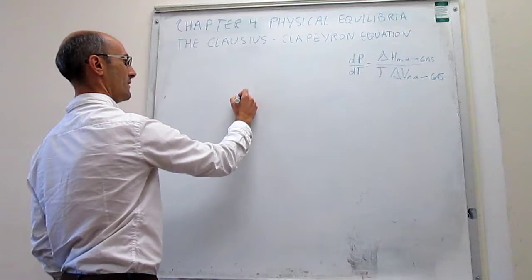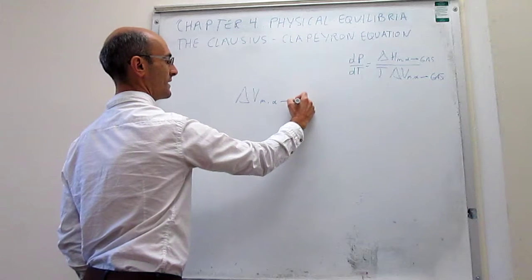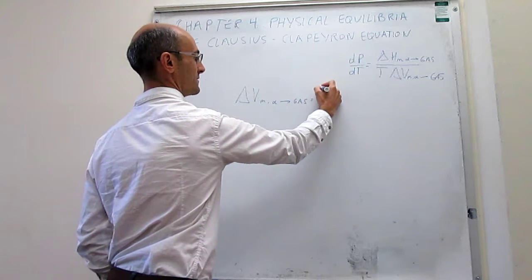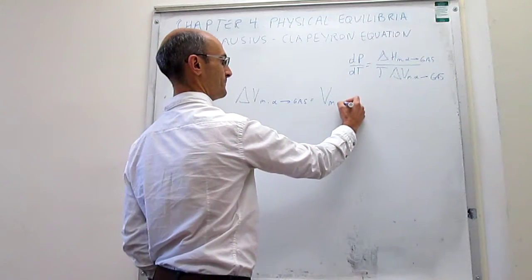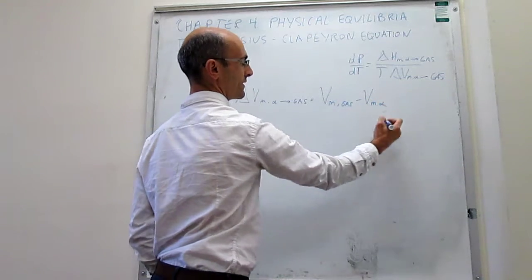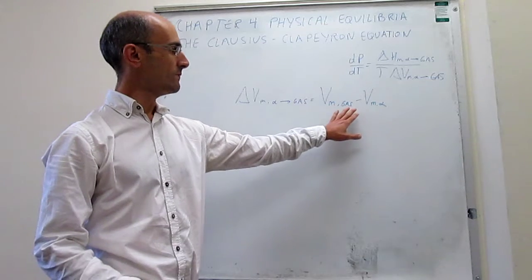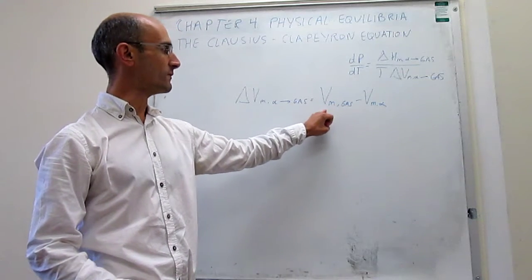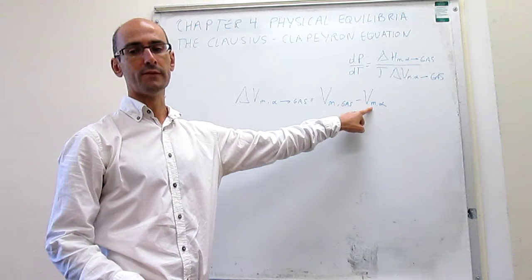So delta Vm, when you go from solid or liquid to the gas, is going to be identical to the molar volume of the final phase, which is the gas, minus the molar volume of the initial phase, which is either the liquid or the solid. This is an interesting comparison, because we know that the molar volume of a gas is generally much greater than the molar volume of a liquid or a solid.